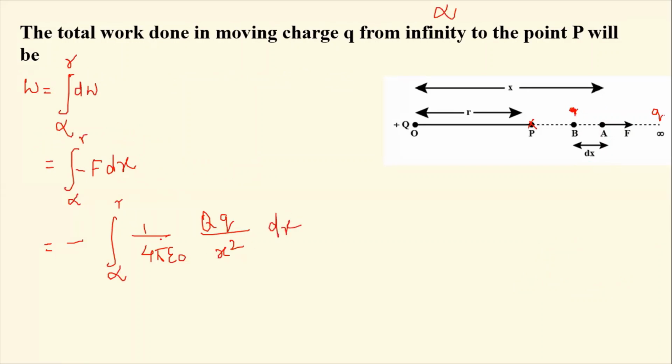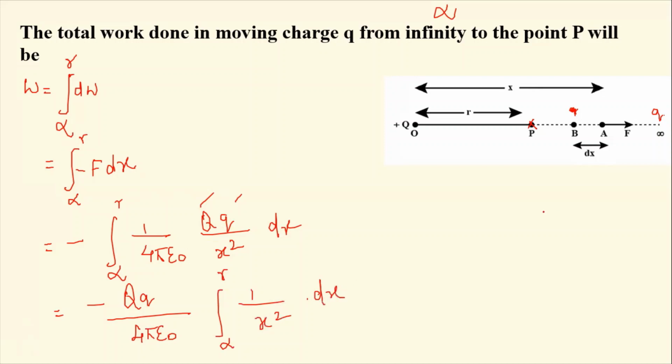So now, with regard to the distance, you are calculating the work done, right? The magnitude of force will remain constant. So this q is a constant, and 1 by 4 pi epsilon naught is constant. You can take all of them outside. Q by 4 pi epsilon naught, integration from infinity to r of 1 by x square dx.